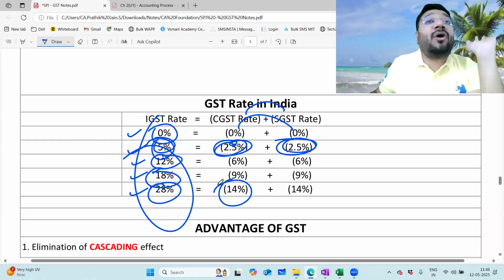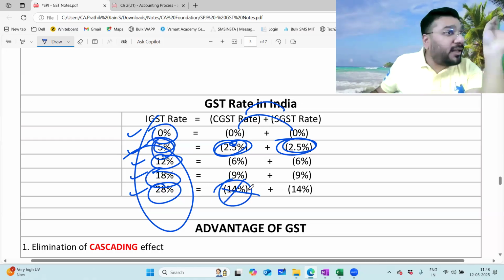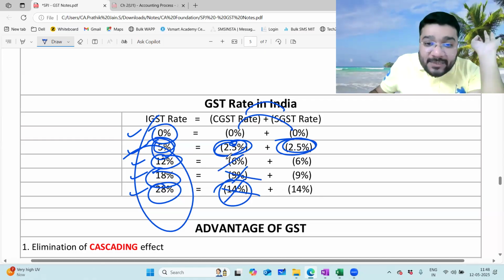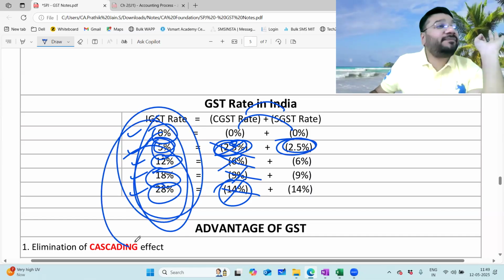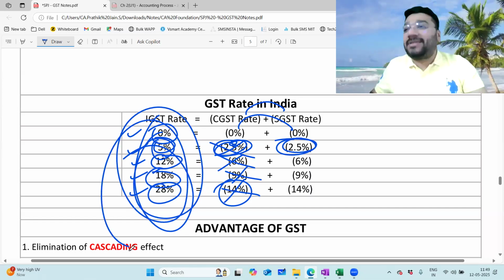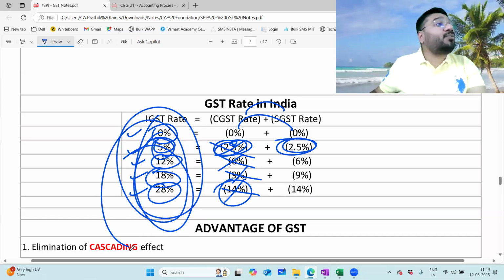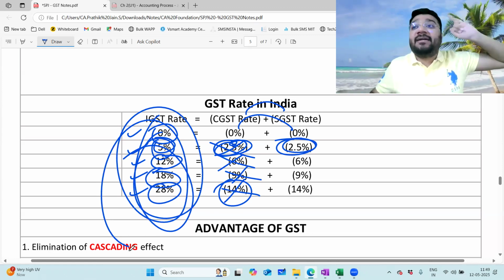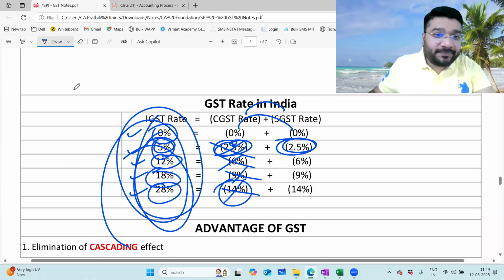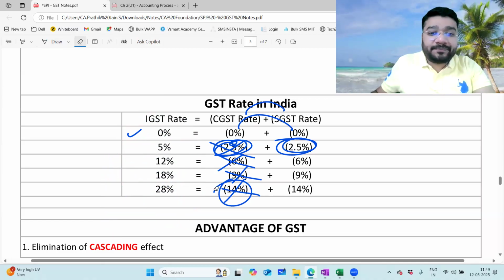So you never have a GST rate called 14%. 14% is not a rate, 9% is not a rate, 6% is not a rate, 2.5% is not a rate. The original rates are these, and half of that results in these. So if anybody asks what the GST rates are, you will say 0%, 5%, 12%, 18%, 28%. Wonderful. Any problem so far?